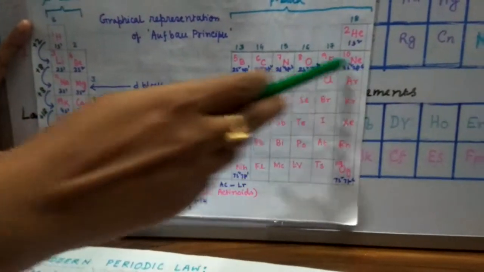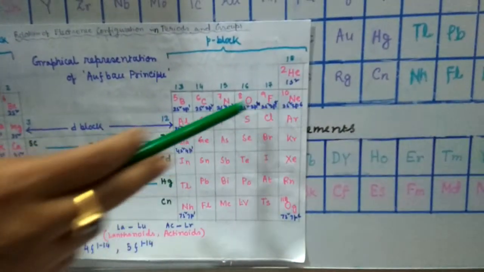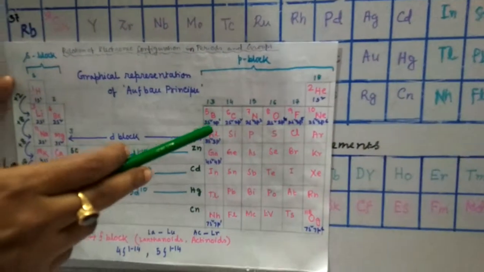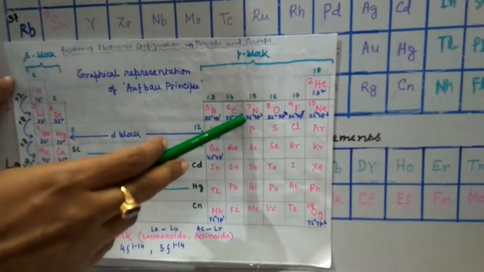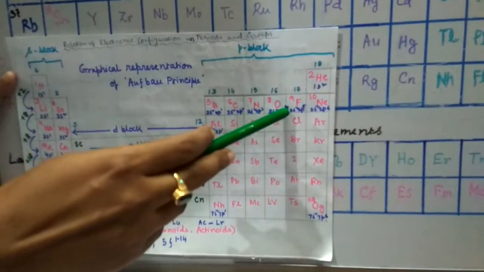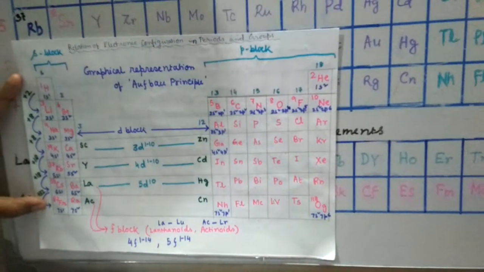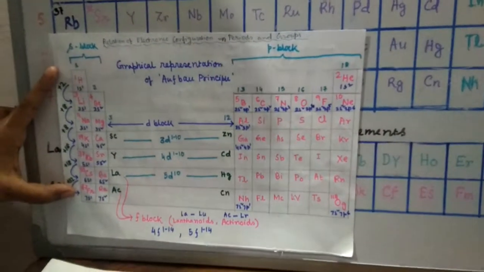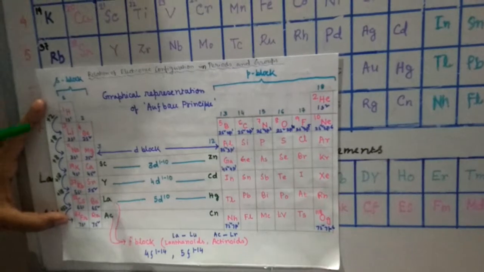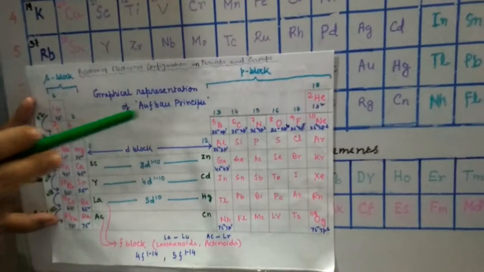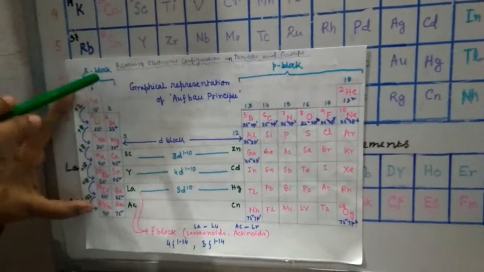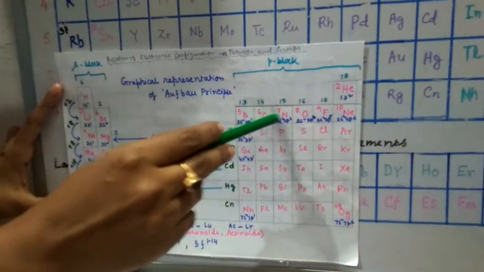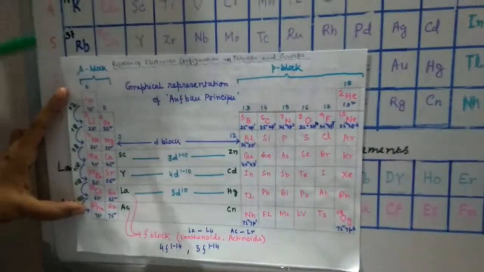This way it goes, and here these elements are p-block elements, and from here we have 2s, boron has 2s2 2p1, carbon has 2s2 2p2, 2p3, 2p4, 2p5, and this is 2p6. So here we see that in a particular period the atomic number is increasing by 1 unit: 3, 4, 5, 6, 7, 8, 9 and 10.